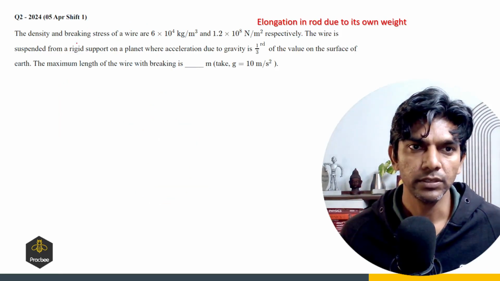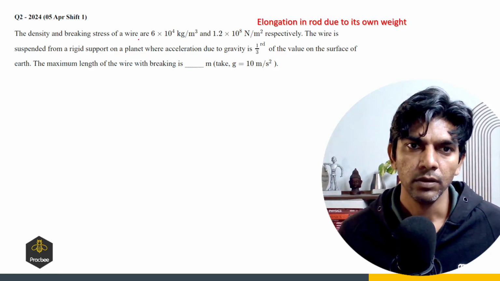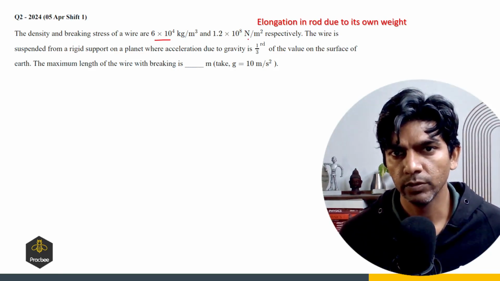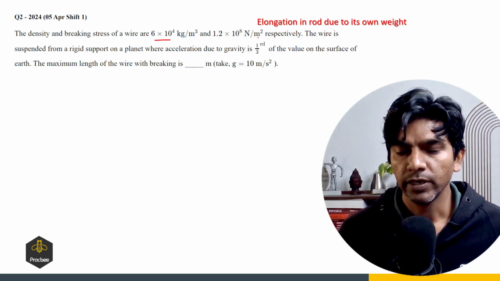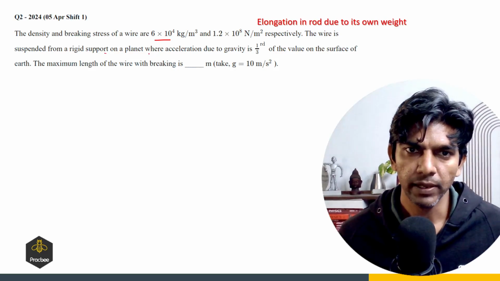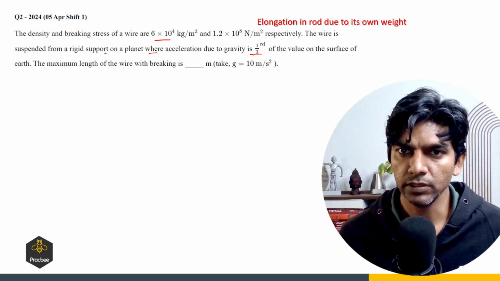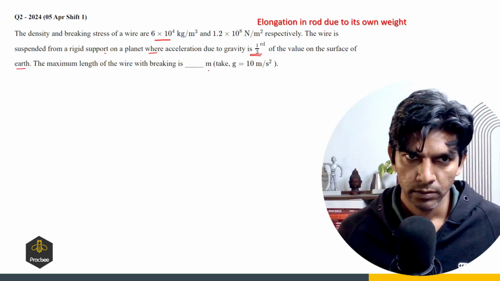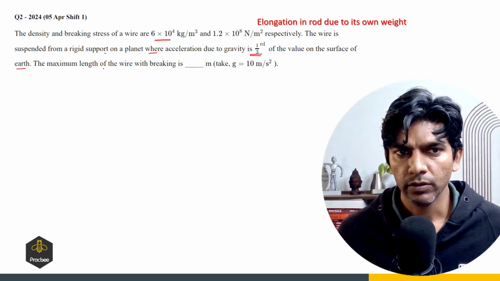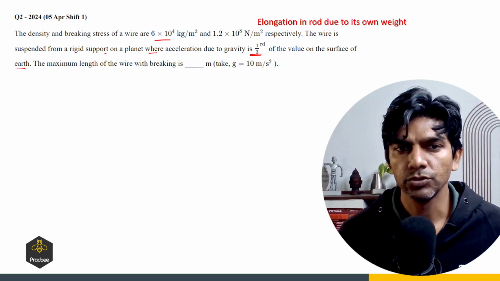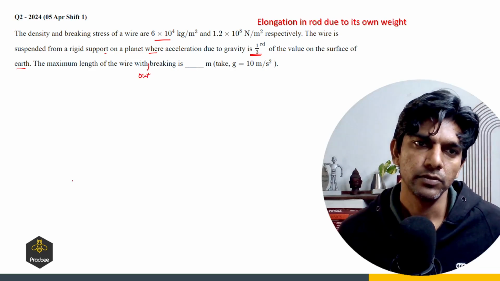The density and the breaking stress of a wire are 6 into 10 raised to 4 kilogram per meter cube and 1.2 into 10 raised to 8 Newton per meter square respectively. The wire is suspended from a rigid support on a planet where acceleration due to gravity is 1/3 of the value on the surface of the earth. The maximum length of the wire without breaking is what we have to calculate.